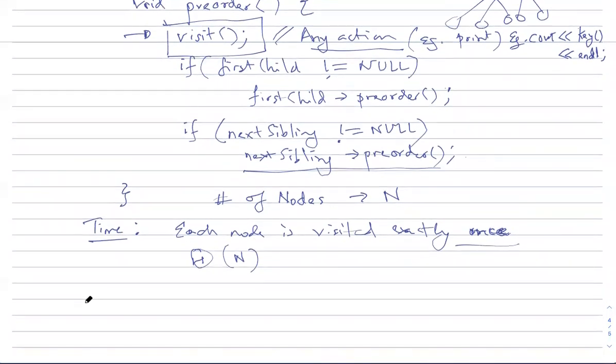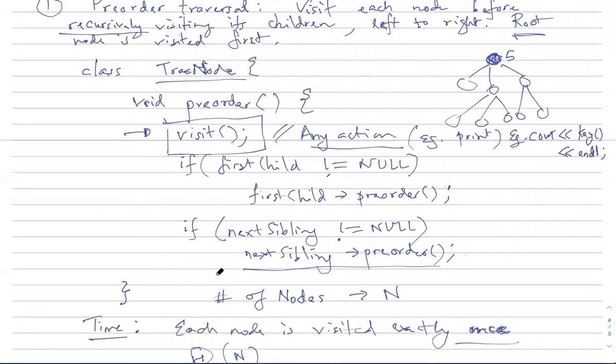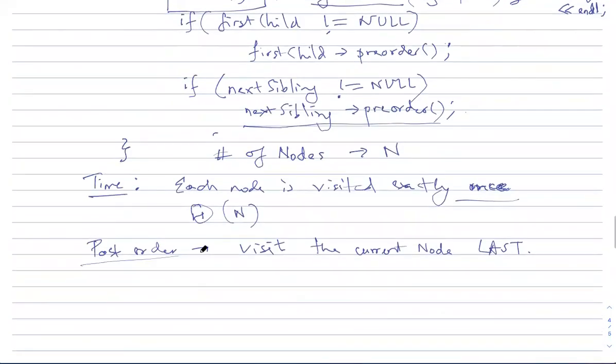So post-order is just the opposite of pre-order. In post-order, you visit the current node last. This would amount to essentially the same kind of code. It's just that the visit will be placed after the recursion that is going on, and it's going to be as simple as that.